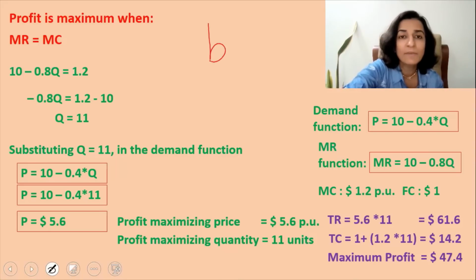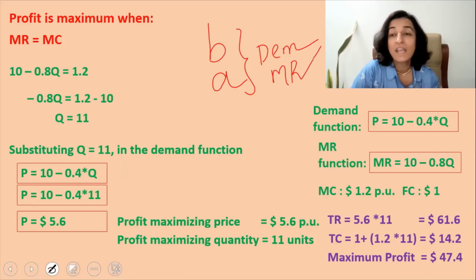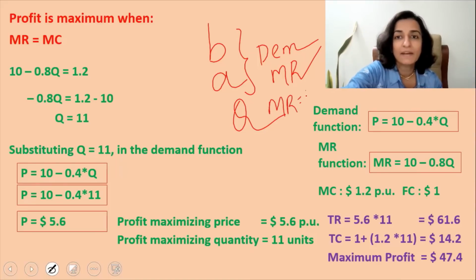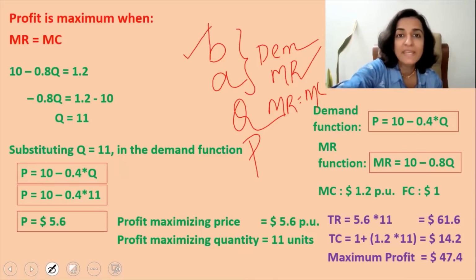So under the algebraic method, what did we first do? We first calculated B, then we calculated A. Once we know B and A, we can write the demand equation. And from that, we can easily write the marginal revenue function. And then we have to calculate Q by equating the marginal revenue and the marginal cost. And then finally, you calculate P. So the order is B, A, Q, P.